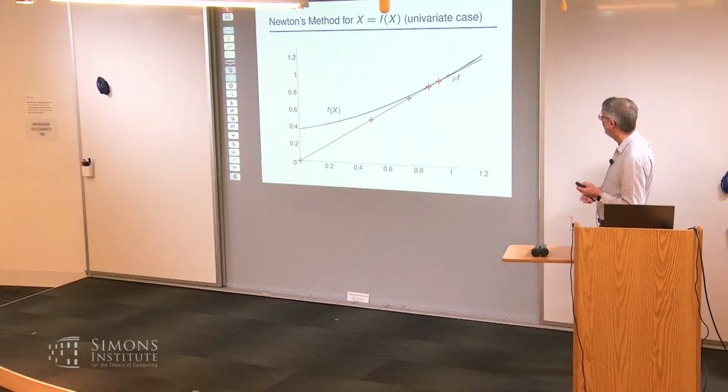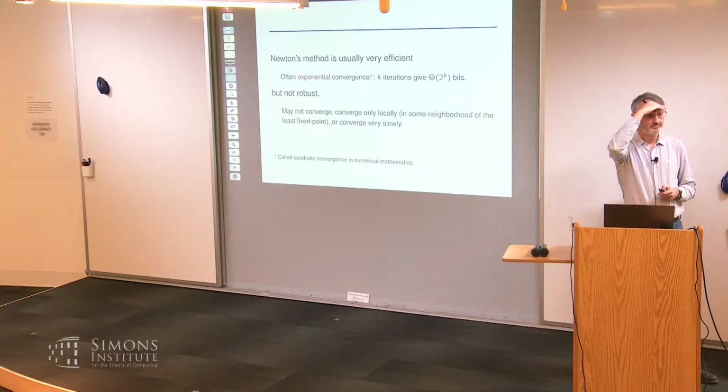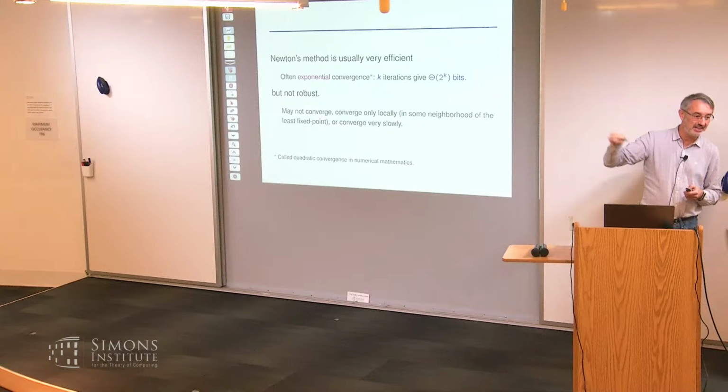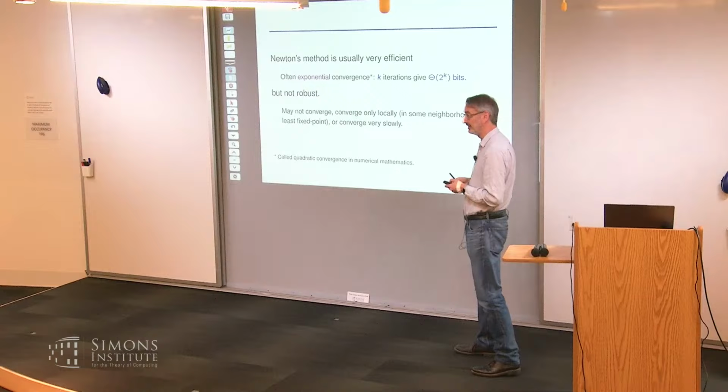That's right. Is there some assumption? Sorry? Is there some monotonicity assumption as well? Well, not in the particular case we have now. I mean, over semi-rings, everything is monotone, right? In general, it also works for non-monotonic functions. But the problem is that what you see here in the slide, right?